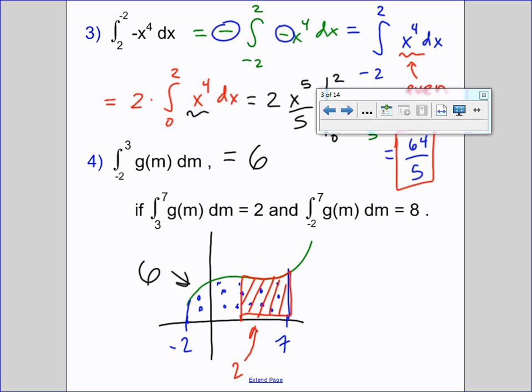Raise your hand if you already had 6 then for number 4. Awesome, you guys. Way to go. What questions do you have about today's Bellwork?